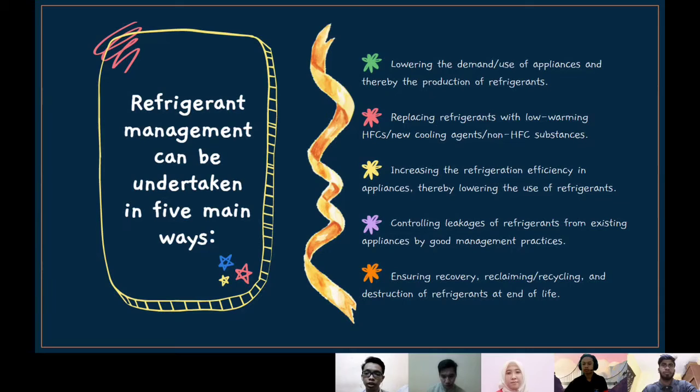Then, increasing the refrigeration efficiency in appliances, thereby lowering the use of refrigerants. By controlling leakage of refrigerants from existing appliances through good management practice, it also helps to reduce the negative effects. And lastly, by ensuring the recovery, reclaiming or recycling and the destruction of refrigerants at the end of life. So based on these points, it's important to keep our environment in a good and safe condition so that we can live in a healthy manner. So that's from me. Thank you.